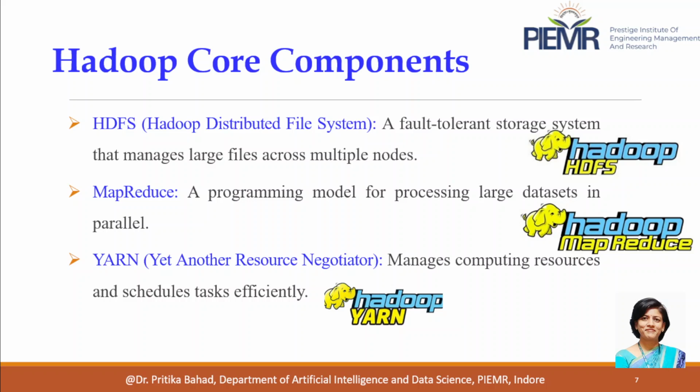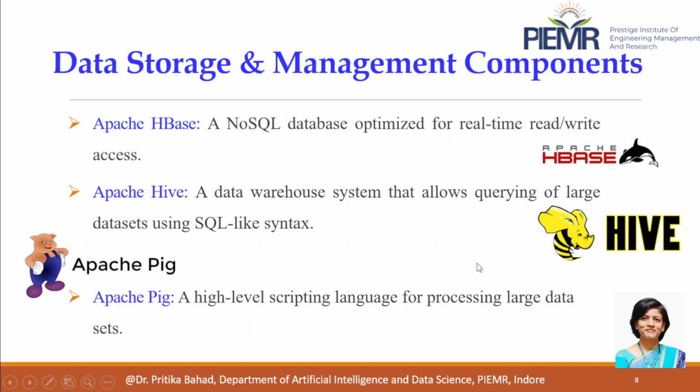The Hadoop core components are HDFS, MapReduce and YARN. Hadoop Distributed File System is a fault-tolerant storage system that manages large files across multiple nodes. MapReduce is a programming model for processing large datasets in a parallel computing environment. YARN is a negotiator or coordination tool that manages computing resources and schedules different tasks efficiently.